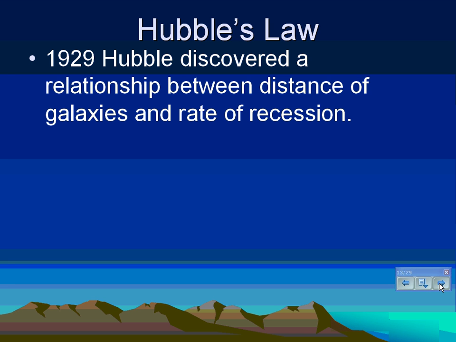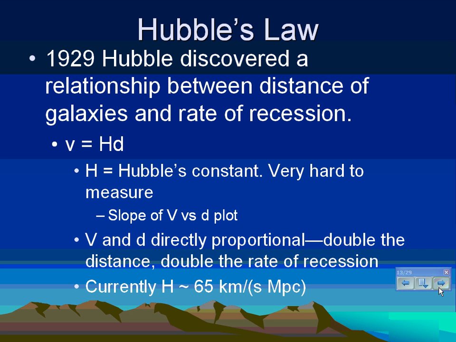So this happened right at the Great Depression. Things were going bad economically. Edwin Hubble was discovering earth-shattering things about the universe. And what he discovered is there's a relationship between the distance of an object and how fast it recedes. The equation is very simple: v equals H d. H is called Hubble's constant. Incredibly hard thing to measure, okay? It would be the slope of that plot we just looked at, of recessional velocity versus distance. And these are directly proportional. If you double the distance to an object, it's receding twice as fast.